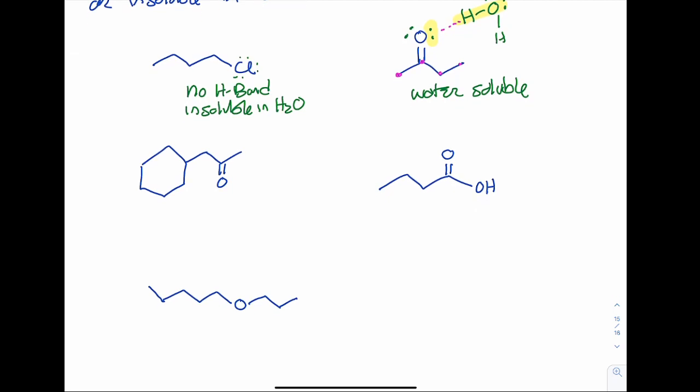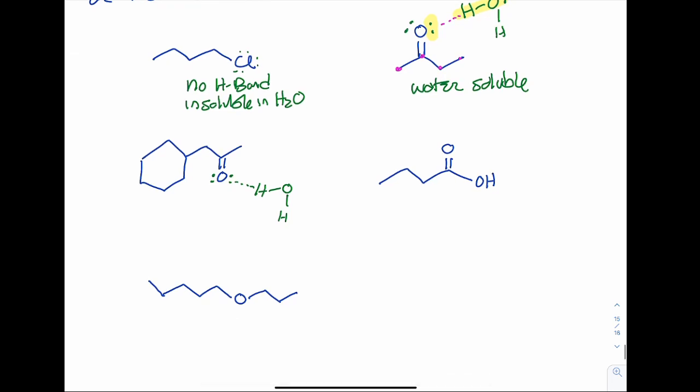This other one, the same sort of idea, my other ketone, it can hydrogen bond to water because water can supply that hydrogen that's bonded to oxygen. So it can do that. But I have 1, 2, 3, 4, 5, 6, 7, 8, 9 carbons. So we needed to be 5 or less. So this one is going to be water insoluble. Right? Not going to form a solution with water.